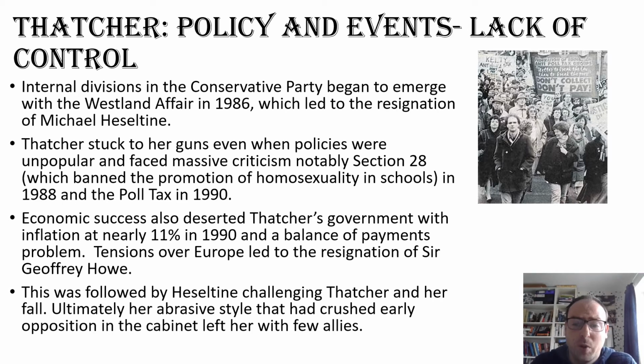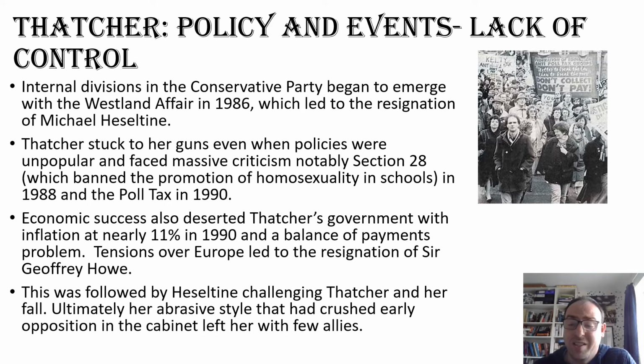There was a notable criticism over Section 28, which banned promotion of homosexuality on an equal footing in schools, in 1988, and then we see the poll tax protests and riots in 1990. And this is on top of what we've already seen: public disturbances going all the way back to the early 80s, the miners' strikes in the mid 80s, and the IRA bombing campaigns in the 80s. So the idea that this is a unified and calm country with Thatcher in universal control would be very misleading. There are significant problems and significant challenges to her position.